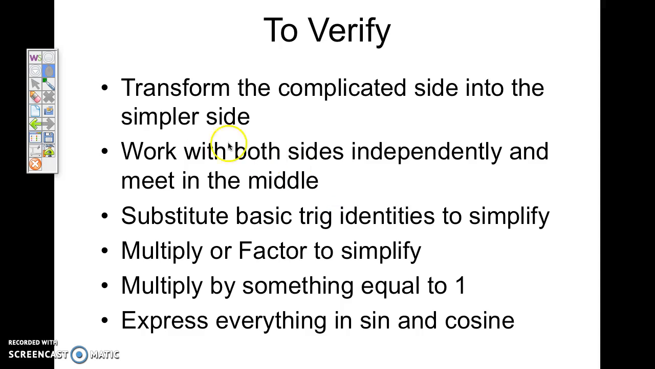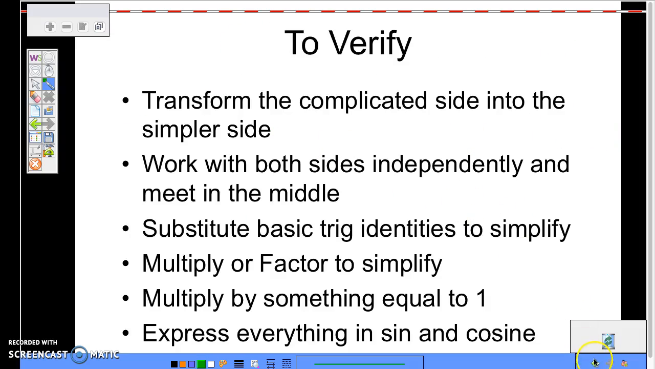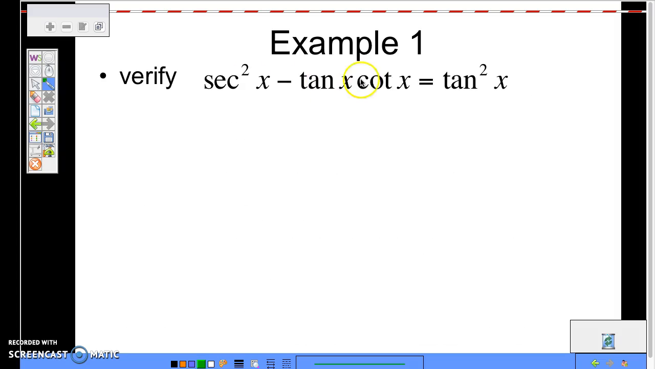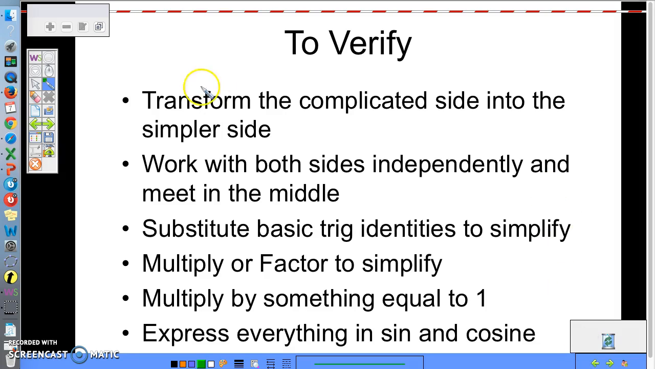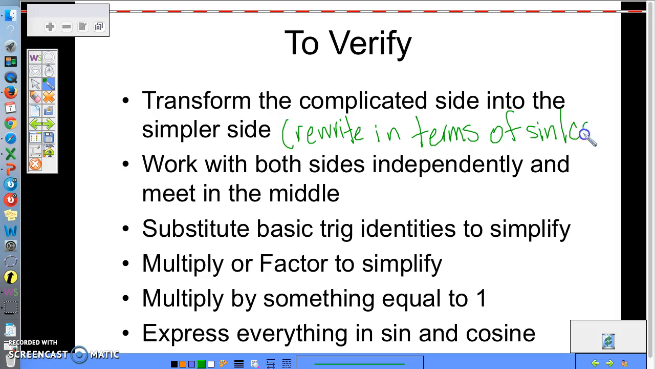So now what we're going to take a look at is to verify. And our goal, if you take a look ahead here, our goal to verify means show that these two sides are actually the same thing. And here's a couple strategies. Transform the complicated side first. And I always think this means to rewrite in terms of sine and cosine. Work with both sides. Substitute in basic trig identities.